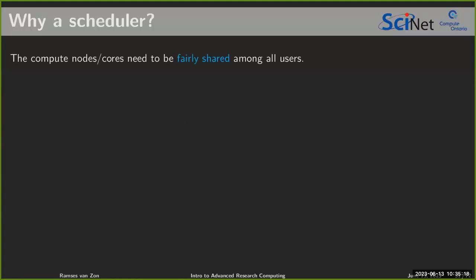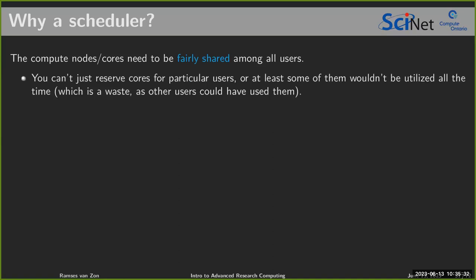So let's look at the Slurm scheduler. So what does the scheduler do? It's the one that is in control of the compute nodes, or cores, and it is supposed to fairly share these resources among all users. So it doesn't work in the way that you get some cores for a particular user, and when they don't use them, they are idle. That would be a waste.